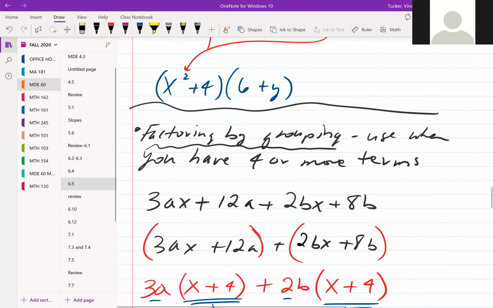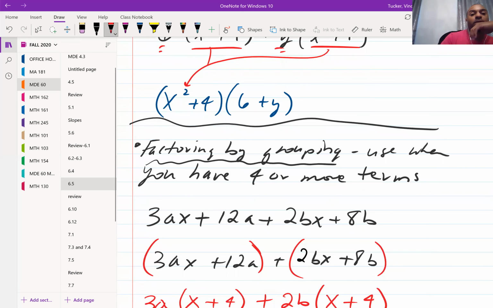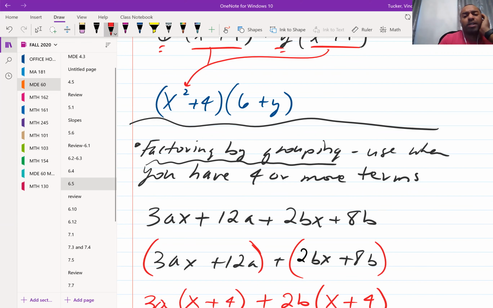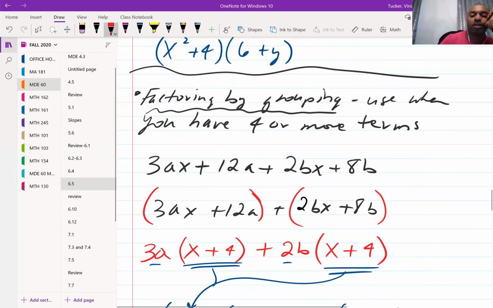How would you know which order to put them in? Well, this is the order that was given, so just keep them in the same order. I don't believe your book would make you switch around terms. I don't think you guys are going to get that complexity of problems, but you can move around your terms. So you can just leave them the way they are, group together the first 2, group together the second 2, and then factor out the GCF from each.